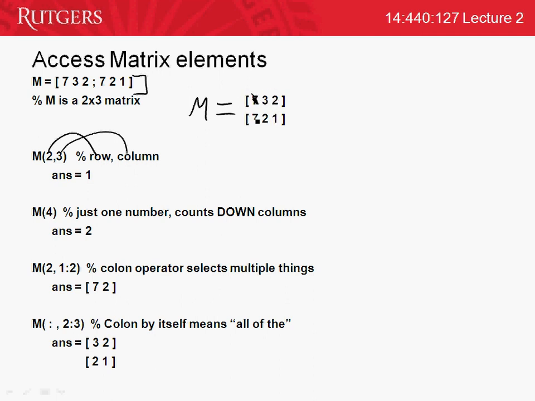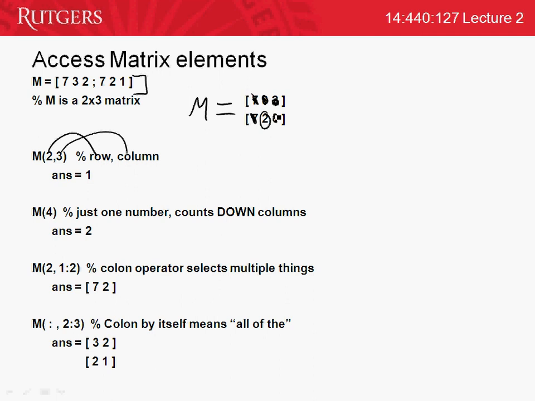1st, 2nd, 3rd, 4th, 5th, 6th. All right, so this, saying I want the 4th element of the matrix M gives you 2. So using just one number with matrices is slightly counterintuitive. Using one number with vectors is usually the way you'll do it.